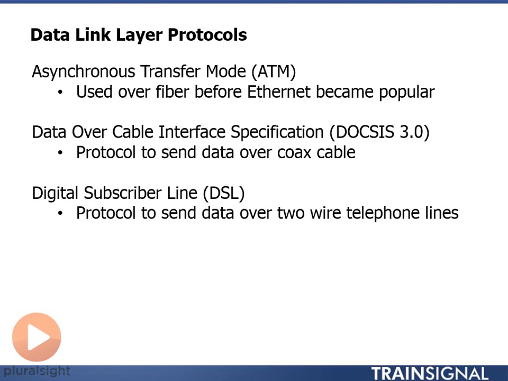Data over Cable Interface Specification, DOCSIS 3.0. This is a specific protocol to send data over a coax cable. So it's a mechanism so that we can have internet access over our cable TV line.